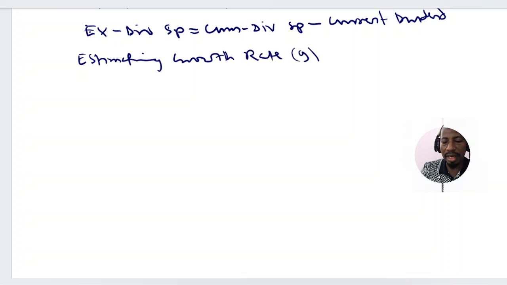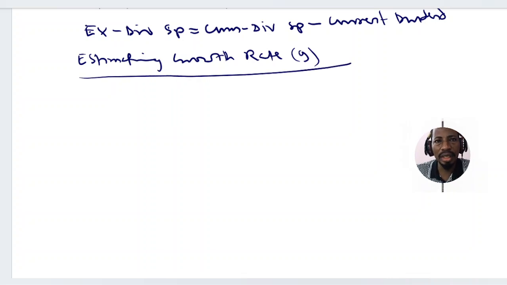This is denoted as G. Ordinarily, the shareholders will expect that the dividend they are going to earn from the company will grow or increase over time. No shareholder will want to be receiving the same amount of dividend every period, or every year. Therefore, it is expected that on a consistent basis, the dividend will grow over time.